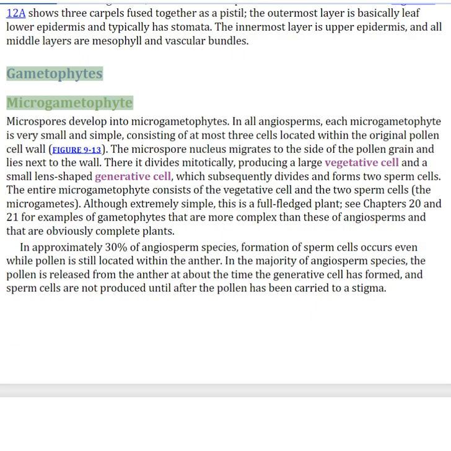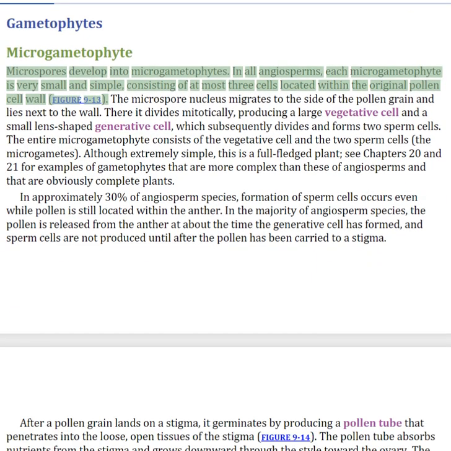Gametophytes. Microgametophyte. Microspores develop into microgametophytes. In all angiosperms, each microgametophyte is very small and simple, consisting of at most 3 cells located within the original pollen cell wall.